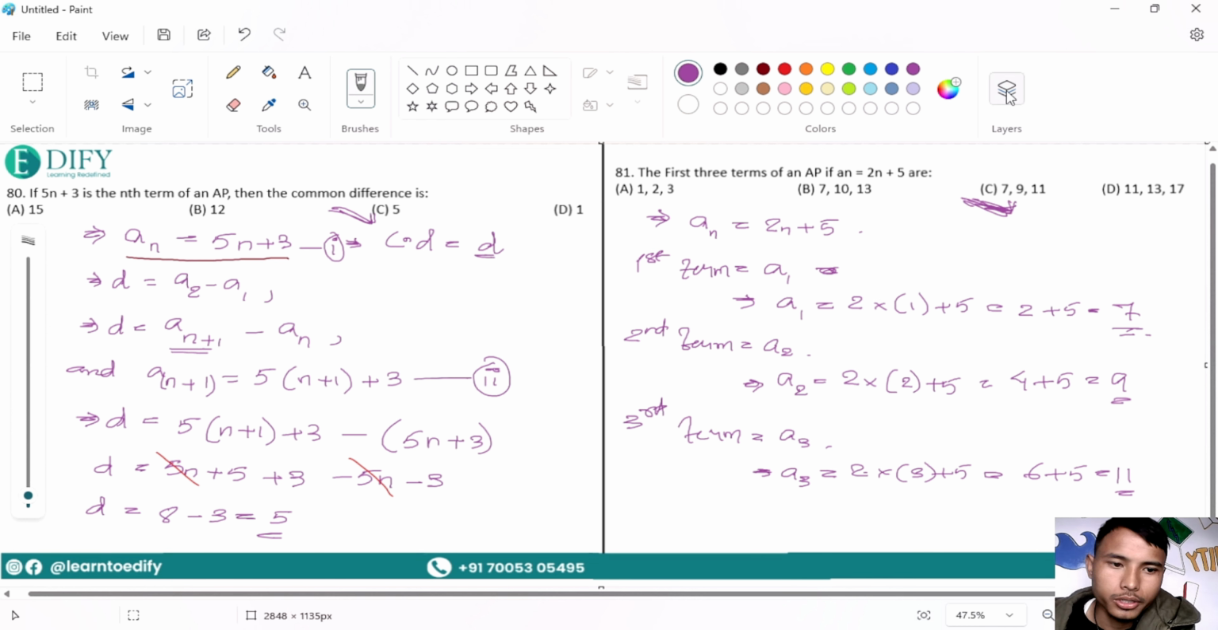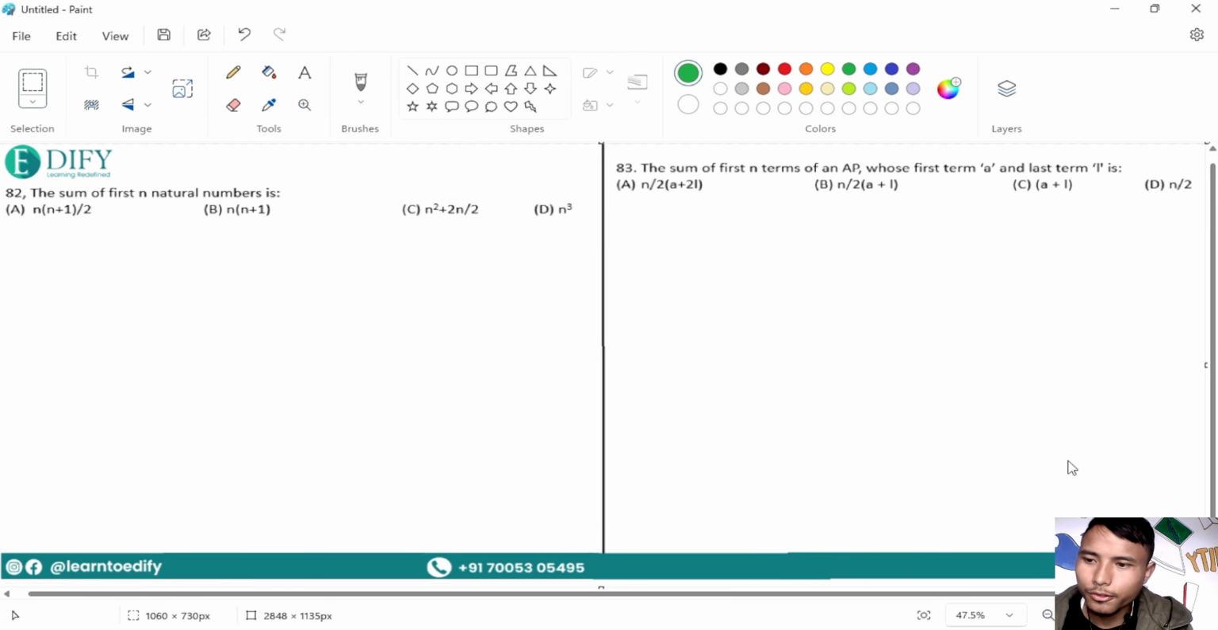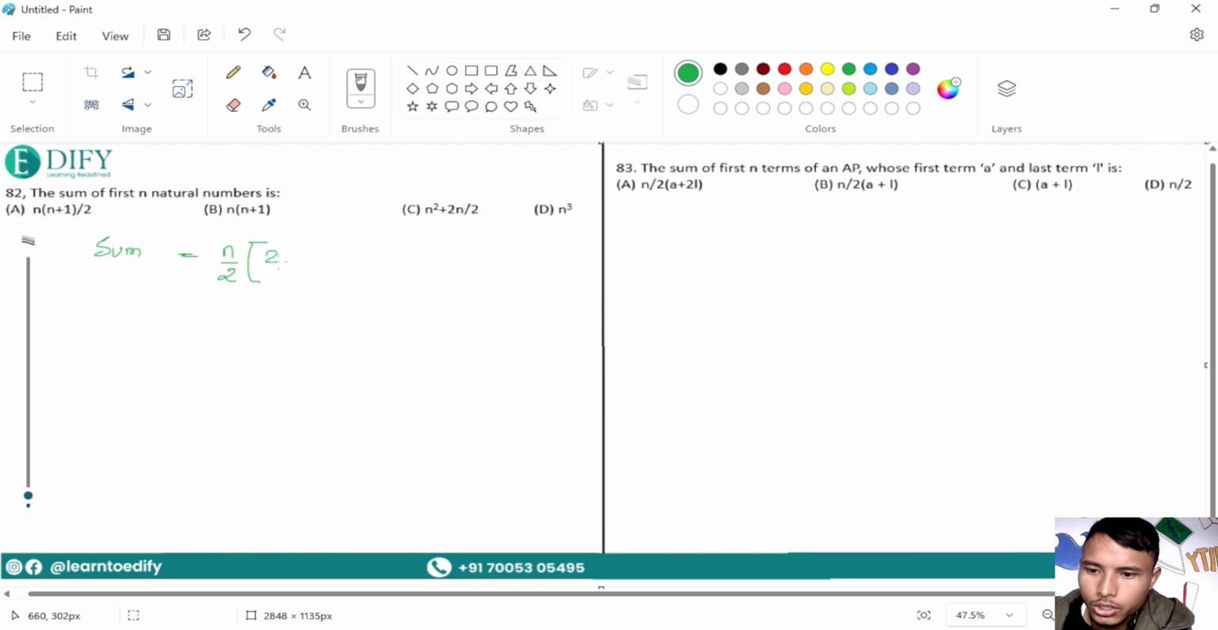Okay, I hope you are clear. Okay, then let us solve question number 82: the sum of first n natural numbers is. We use the formula for the sum, n by 2 times 2a plus n minus 1 d. Here it is the sum of first n natural numbers. And what are natural numbers? Natural numbers are those numbers that start from 1 and so on, correct?